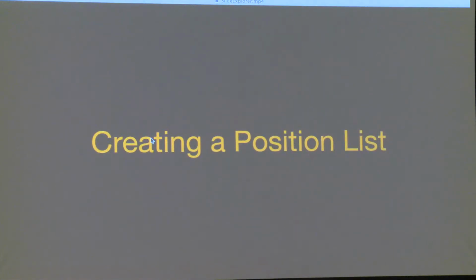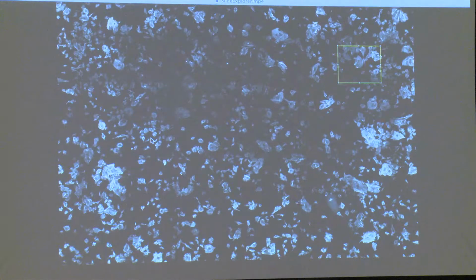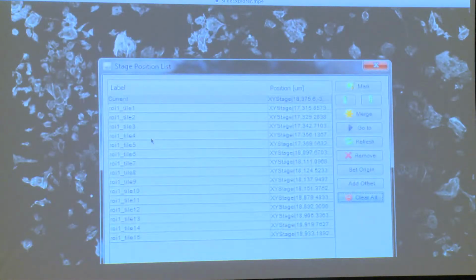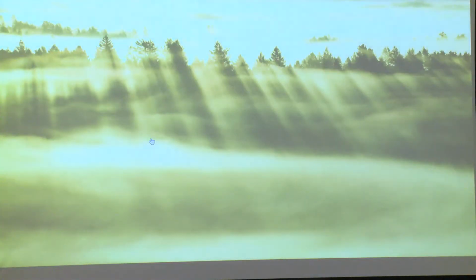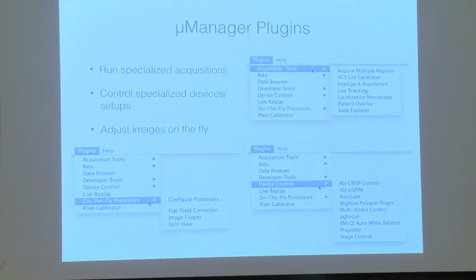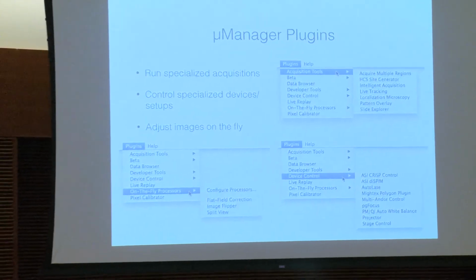Or you can use the ImageJ selection tools to select a whole region. And then, unfortunately, the bottom of this movie is cut off, but there's a button that creates a position list, which you can then use for multidimensional acquisition. Okay, so that was the µManager plugins, and there are a lot more of these. So if you're interested, you can check this out on our website.